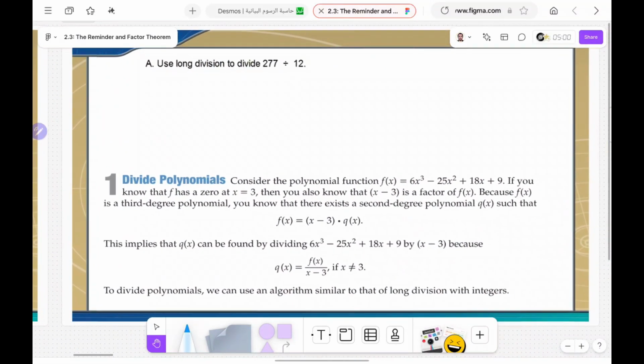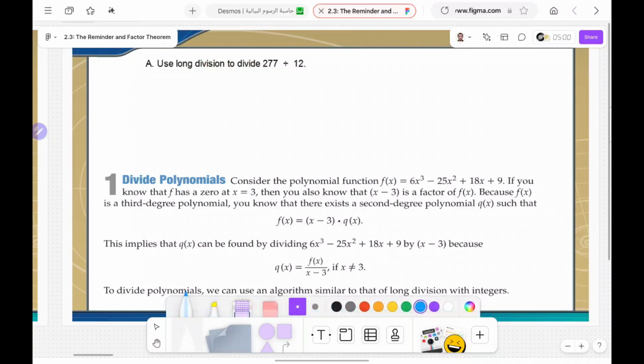Okay, first, before we start the lesson, let's do a small recap about using long division. Use long division to divide 277 by 12. You learned in grade 5 that the small number here is considered the divisor. We write it here, and the big number here is the dividend, 277.